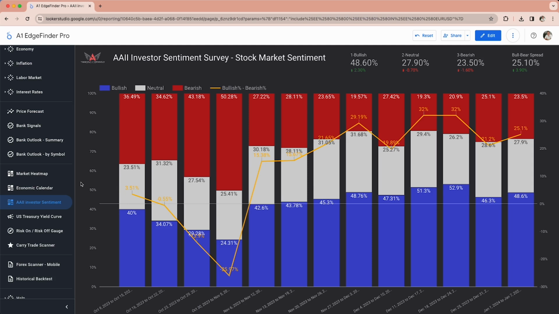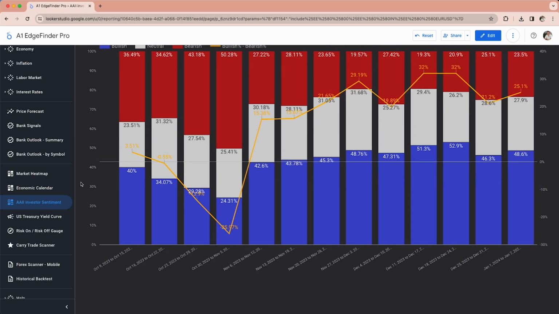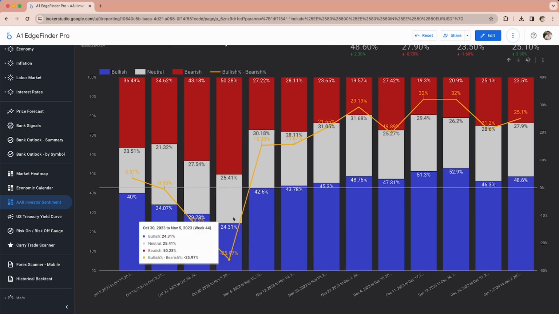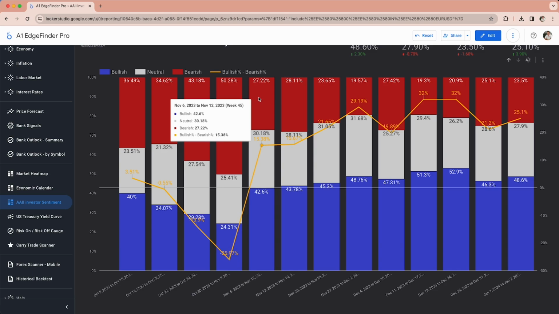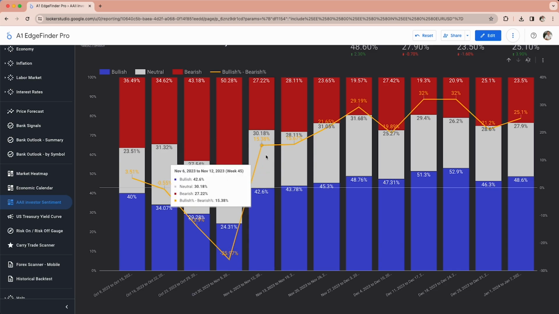Are investors bullish or bearish on the stock market? And this is getting updated on a weekly basis. So we can see here a few different weeks of the year, and then we see this blue percentage is if they're bullish, the red percentage is bearish, and the white is neutral.